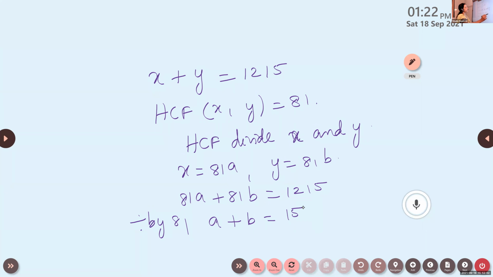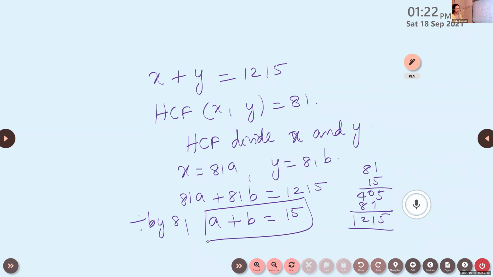Check it. What is 81 into 15? You find this 81 into 15, you get 1215. So A plus B is 15. You have to find all possible pairs of A and B where you will get 15. Okay, you want to find A and B as co-prime where the sum is 15. So what are the possible pairs?